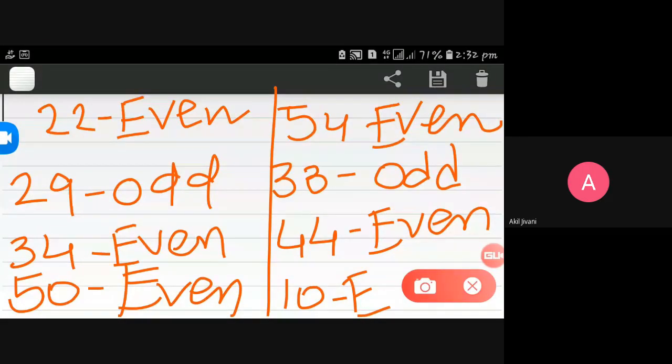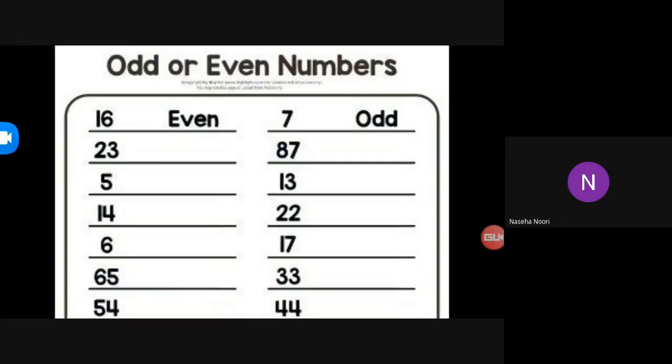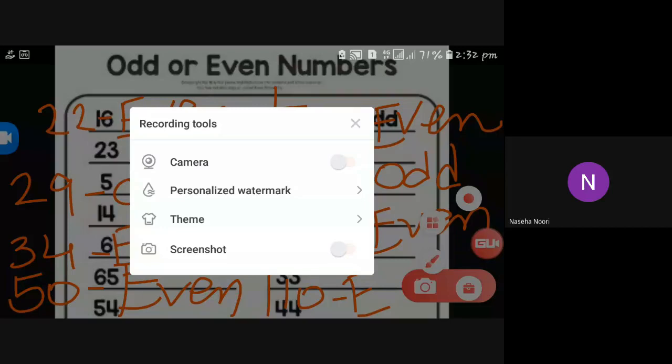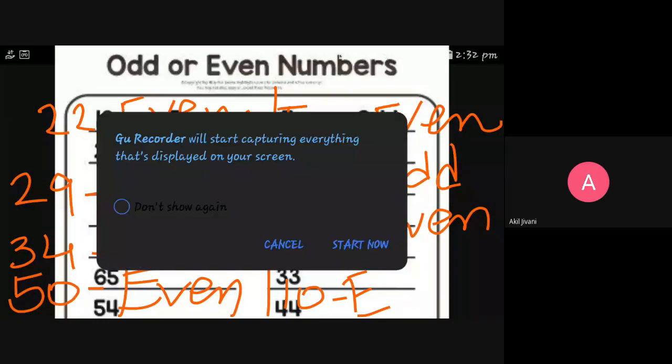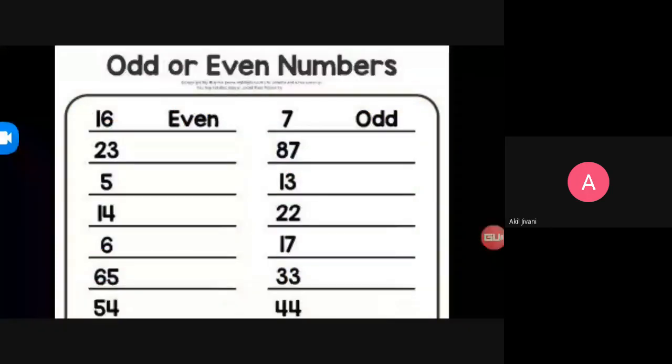Let's solve the worksheet of it. Okay, ma'am. Seven is odd. Now tell me about 23. Odd.